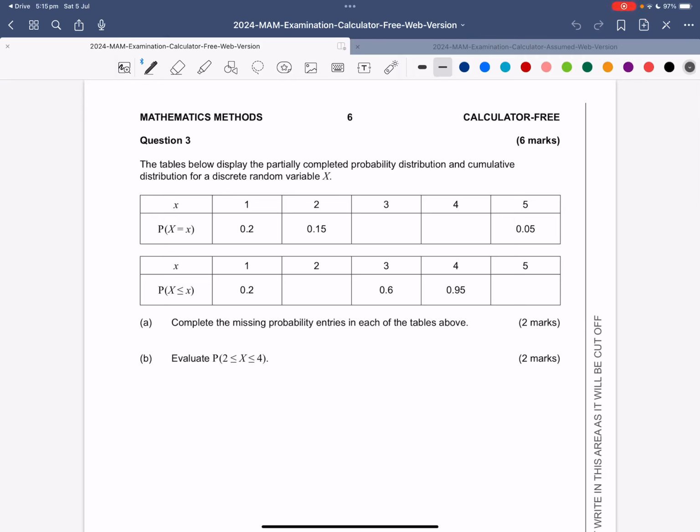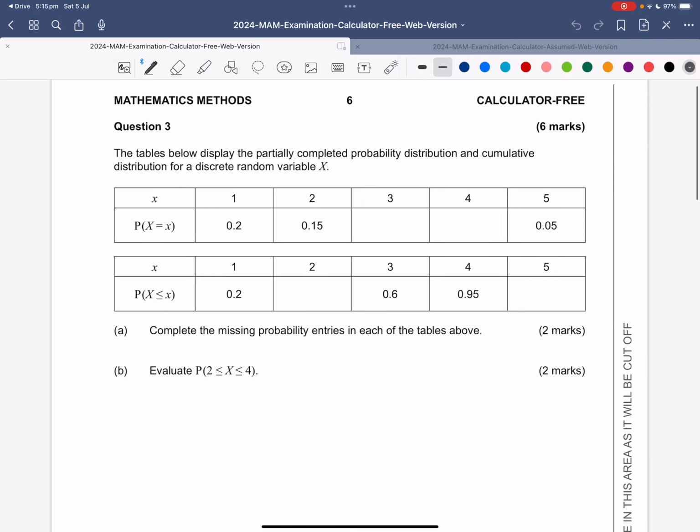Okay, this is WACE 2024. All the questions are related to probability and sampling. So all the DRVs, CRVs, and sampling. Okay, so we're starting off with calc free.